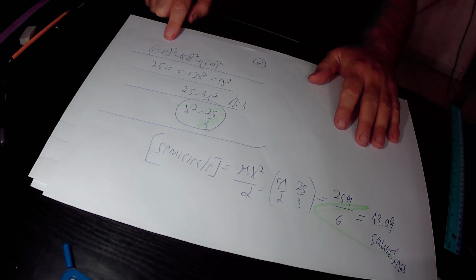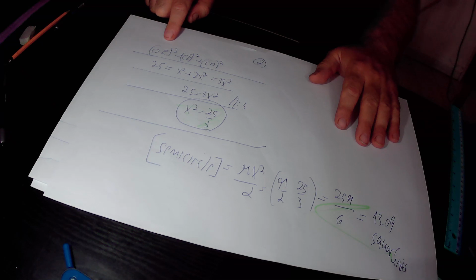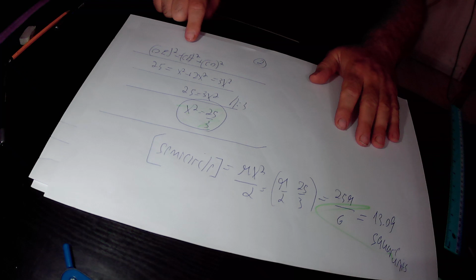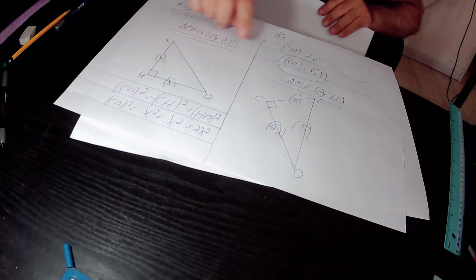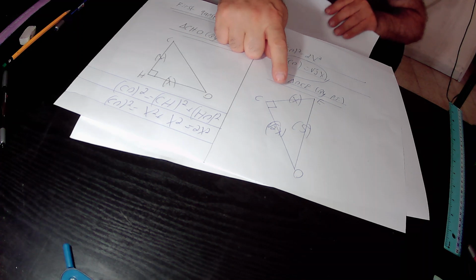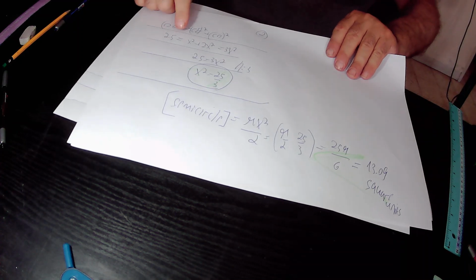Again, EO is 5, the radius of the quarter circle. Therefore, EO squared is 5 squared, that is 25, and it equals CE squared plus CO squared. CE is X, therefore CE squared is X squared.